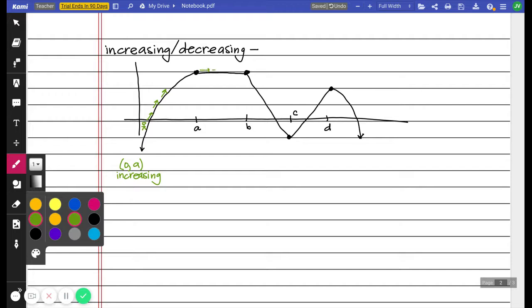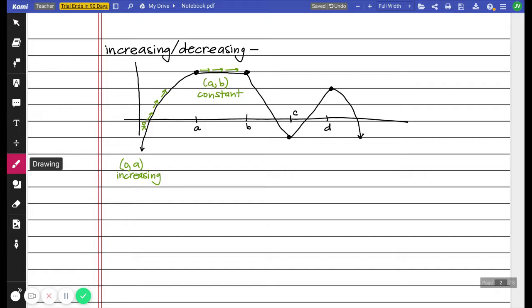From A to B, that's constant. Now, something as I'm writing these are not ordered pairs. I'm using interval notation. So if you need a little review on interval notation, I'd love to help you with that. Please reach out and let me know. But basically, I'm talking about the interval from 0 to A and the interval from A to B, right? Because A and B are both x values, so we wouldn't have two x values in an ordered pair.